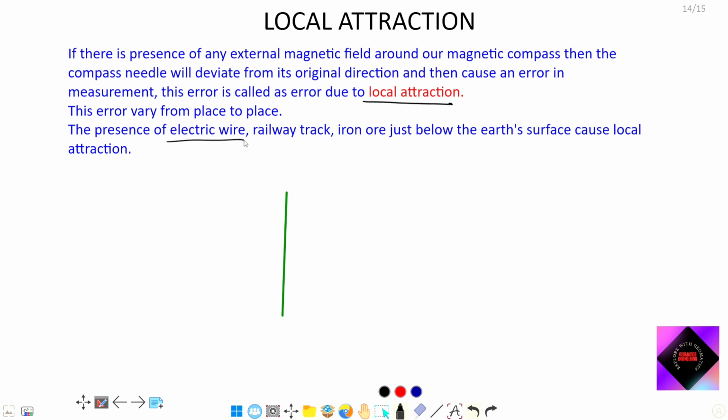It is because of electric wire, railway track, iron ore below the earth surface, mineral content, etc. Several reasons are there. It varies from place to place, and there are various techniques to remove this local attraction. We will see them in the next video. Also we will see how we can measure the included angle and deflection angle using these magnetic bearings, and how we can remove the errors caused by local attraction and errors caused by users also. So this is all from my side in this video.